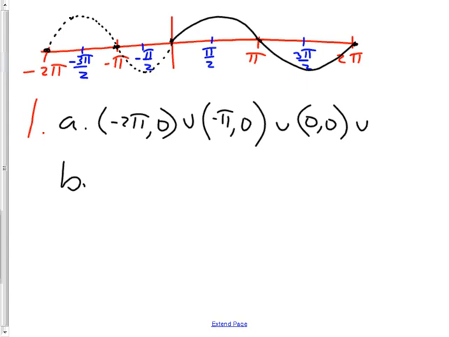All right, part B. Part B says, what is the y-intercept? The y-intercept is where x is 0. It's right there. It is 0, 0.